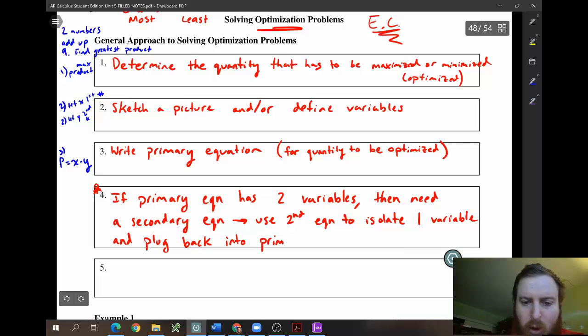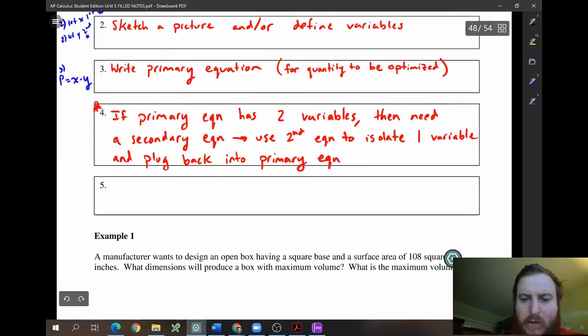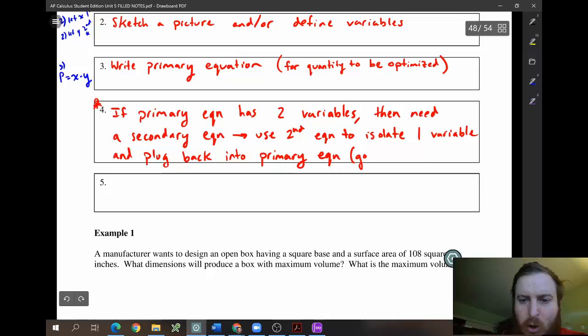So the whole goal of this, the reason we're doing that, is we want to only have one variable in our primary equation. So our goal would be to have one variable in that primary equation. So right now it's product is equal to x times y. We only want to have x, or we only want to have y.